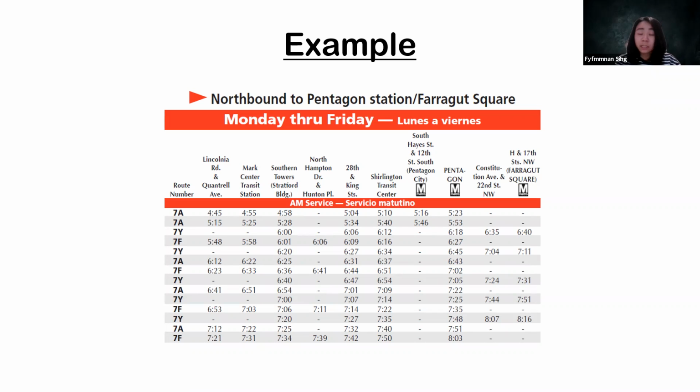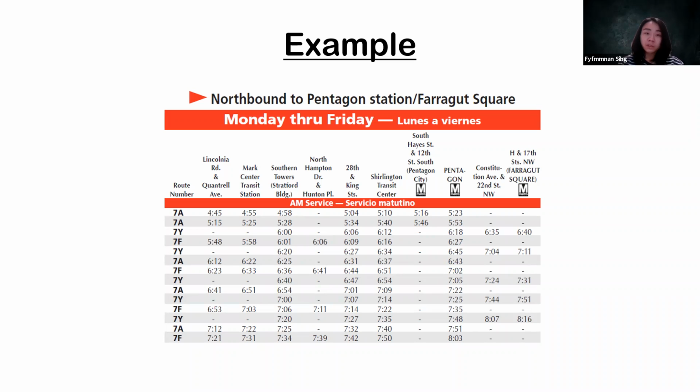We see different terminals. For example, we have Lincolnia Road and Quantrill Avenue, or Farragut Square, or the Pentagon, or something like that. We also see the stops not served. So this is the idea of an exception by an individual trip marked by that hyphen. For example, the first 7A doesn't serve Constitution Avenue and 22nd Street Northwest or Farragut Square. The time points are, of course, the stops listed in the middle. For example, Mark Center Transit Station or Shirlington Transit Center.